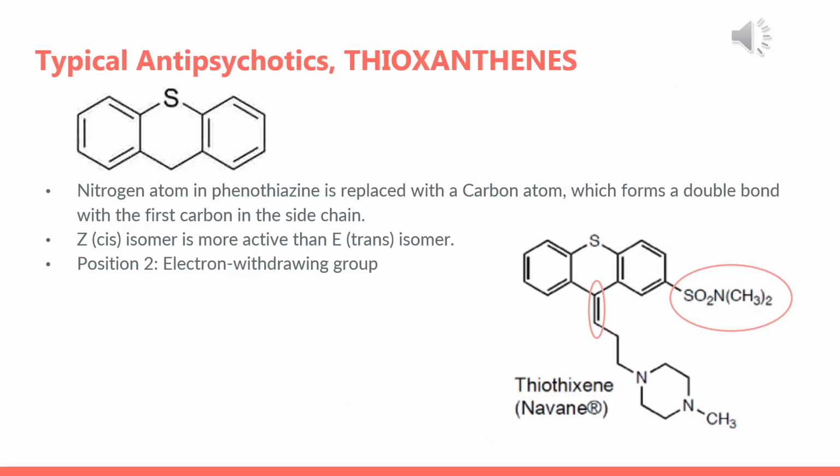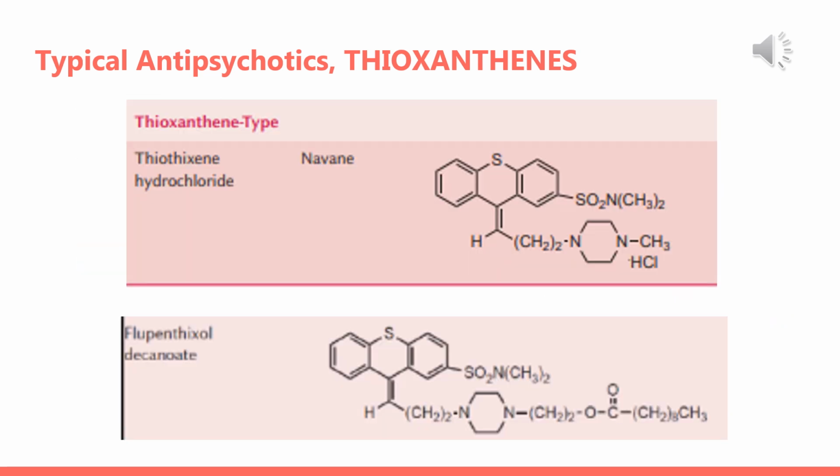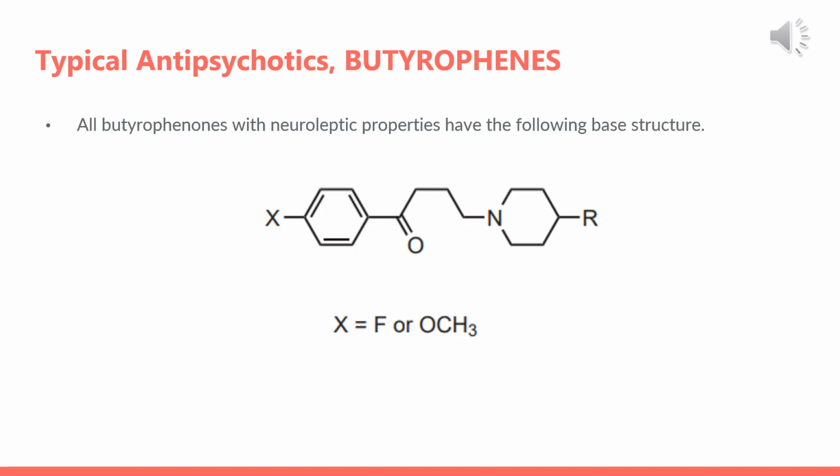For thioxanthenes, the nitrogen atom in the phenothiazine is replaced with a carbon atom, which forms a double bond with the first carbon in the side chain. The Z-cis isomer is more active than the E-trans isomer, and the electron withdrawing group at position 2 is necessary for activity. The pictures below show examples of thioxanthenes.